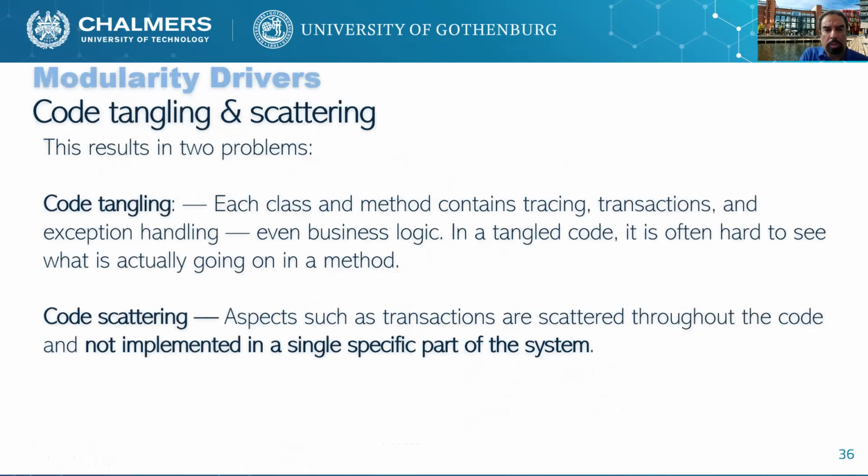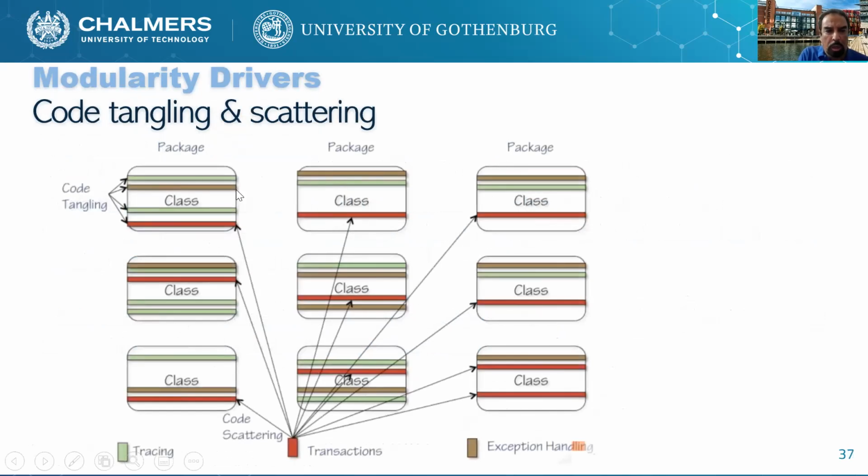We can also talk in the same token about code tangling and scattering. It's a simple idea. We can see it from the diagram here. You have code tangling coexisting in the same class or package. As you see here, you have tracing, you have transactions, you have exceptions code mingled around in any class or any code. These we call tangled. They exist in all sorts of classes. And this is not a good practice because this reduces modularity.